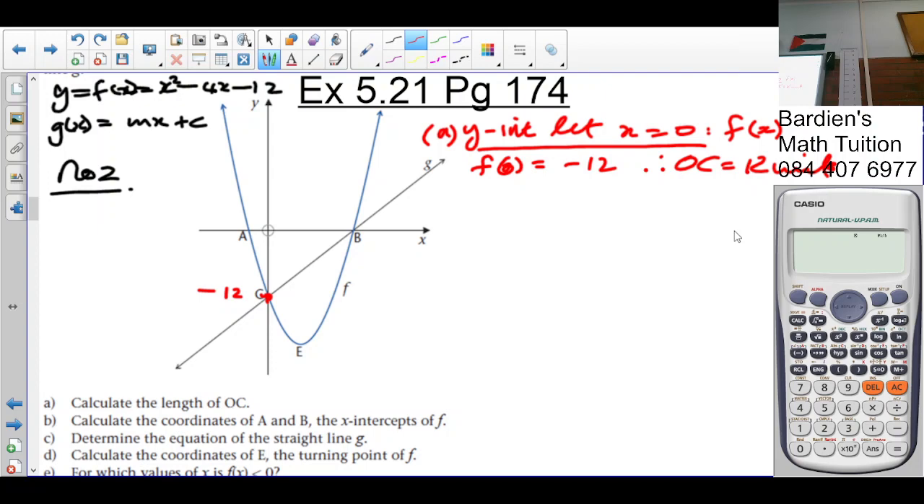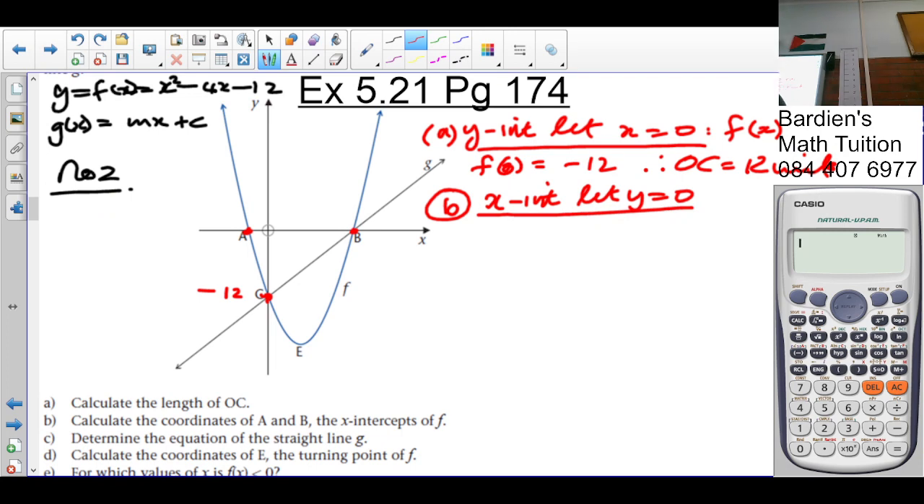Okay. Then B says to calculate the coordinates of A and B, the x-intercepts of f. But how do you calculate the x-intercept? Let y equal to 0. So x-intercept, let y equal to 0.